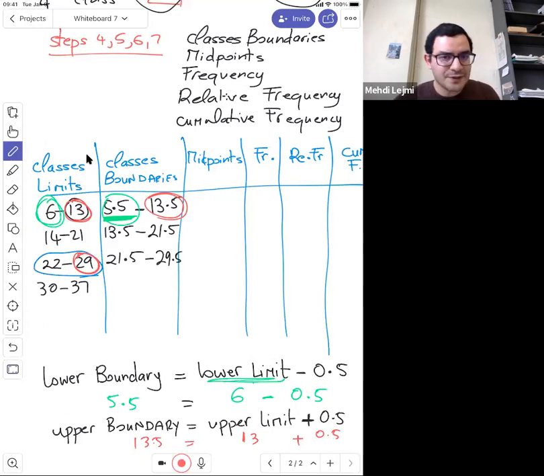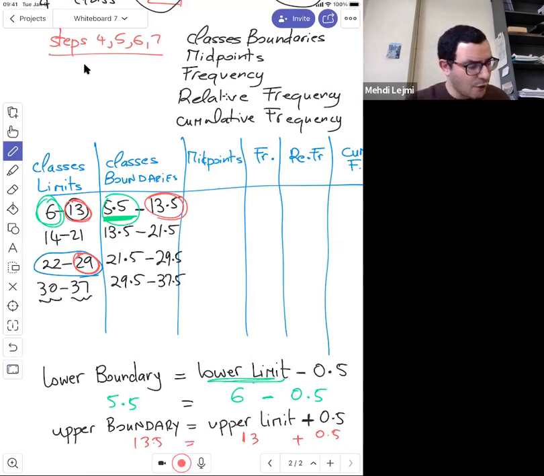For the fourth class, there's something in the chat. Let me see. Lower limit, subtract 0.5. Upper, you're going to add, yes, Janine, yes. So here, 30, you subtract 0.5, so that will be 29.5. And here it's 37, that's the upper limit, so you add 0.5, so that's 37.5. Okay.